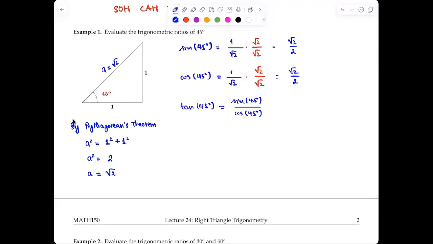So for sine 45 degree angle, this is square root of 2 over 2 divided by root 2 over 2. So of course, it's equal to 1. For cotangent of 45 degree, you have cosine of 45 degree divided by sine of 45 degree angle. Again, you get root 2 over 2 divided by root 2 over 2, and it's equal to 1.